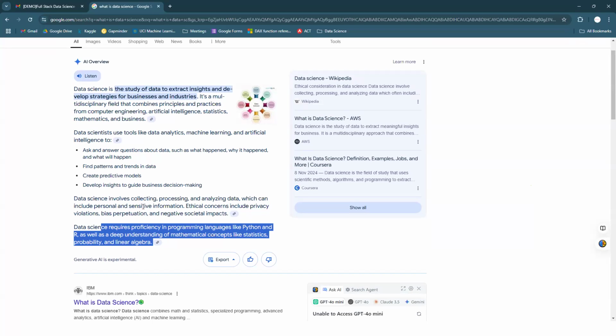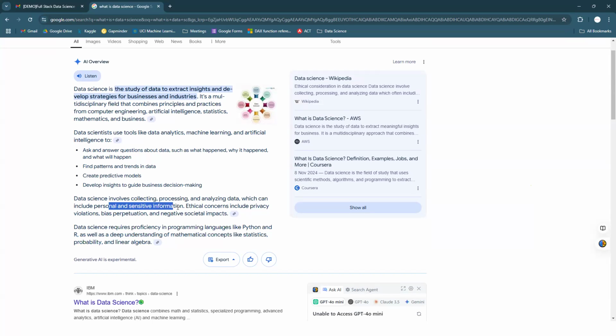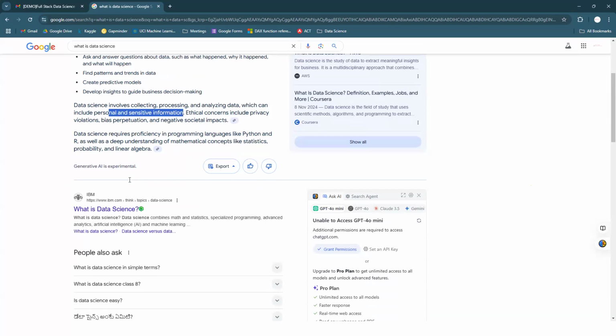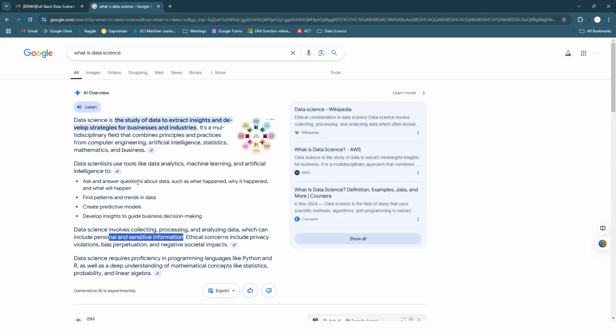In the last class, I told you, those who attended the last session, what the main steps are. Data science involves collecting, processing, and analyzing data, which can include some personal and sensitive information. So ethical concerns include privacy violations and bias, which lead to negative perceptions and social impacts. That is a different case, but anyhow, this is the basic definition and understanding of data science.